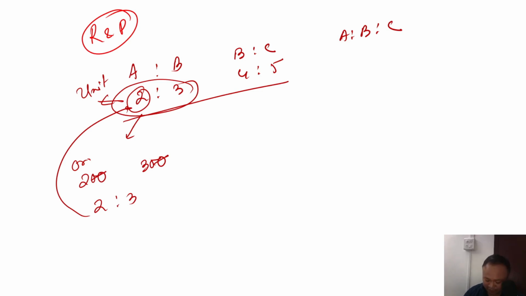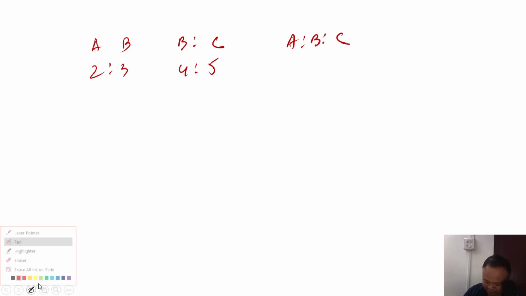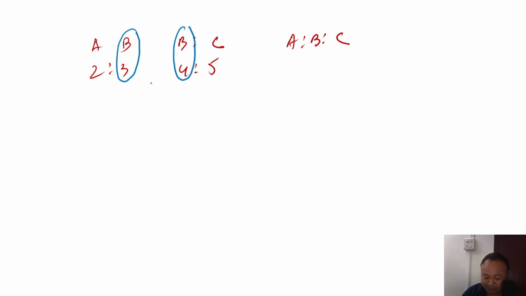Let's take the ratio A is to B as 2:3 and B is to C as 4:5, and we have to find A is to B is to C. In this case, B is the common term. Since B is common, we make the value of B equal in both ratios.